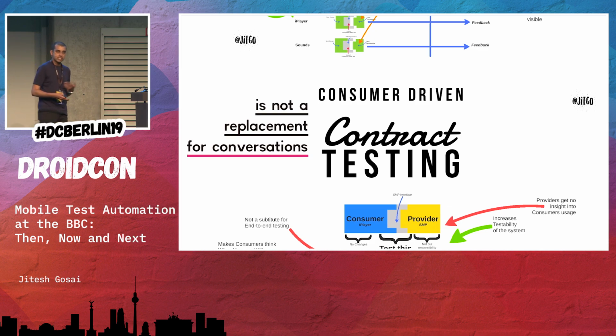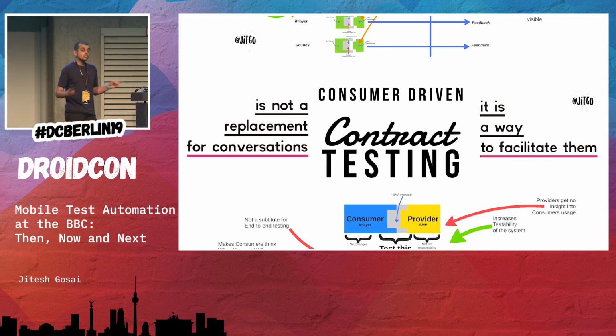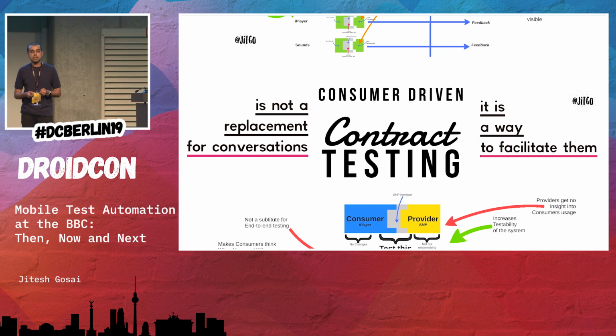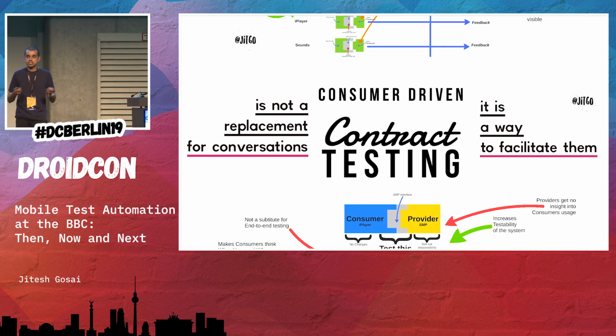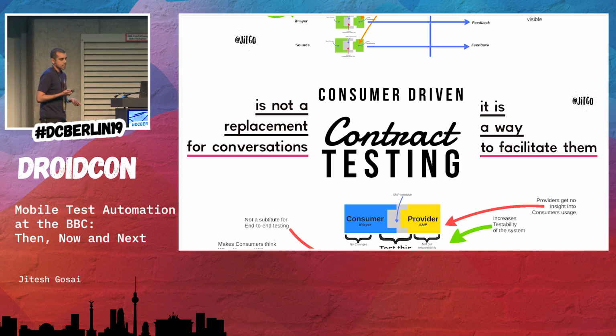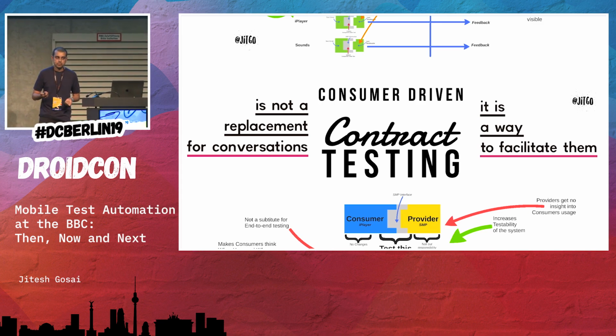And that starts giving some more insight into who the consumers are. This also starts a conversation between the consumers and providers and says, this is what we need from you. These are the contract tests that you need to adhere to for us to be able to use your product. If it doesn't do this, we're in trouble. So now iPlayer provides their contract tests, and so do the Sounds teams and so on.